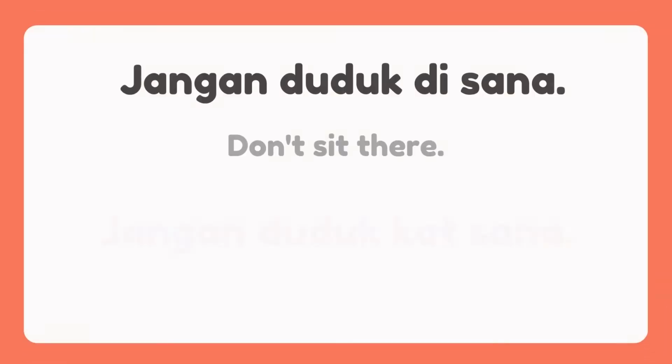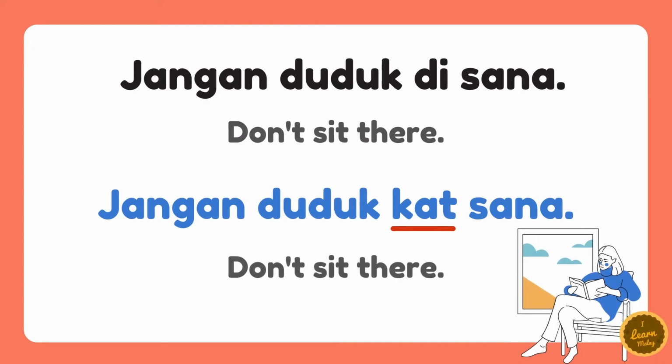The next sentence, jangan duduk di sana. Or colloquially, jangan duduk kat sana. Both mean the same. Don't sit there. Jangan means do not. It is always paired with a verb to prohibit someone from doing something.